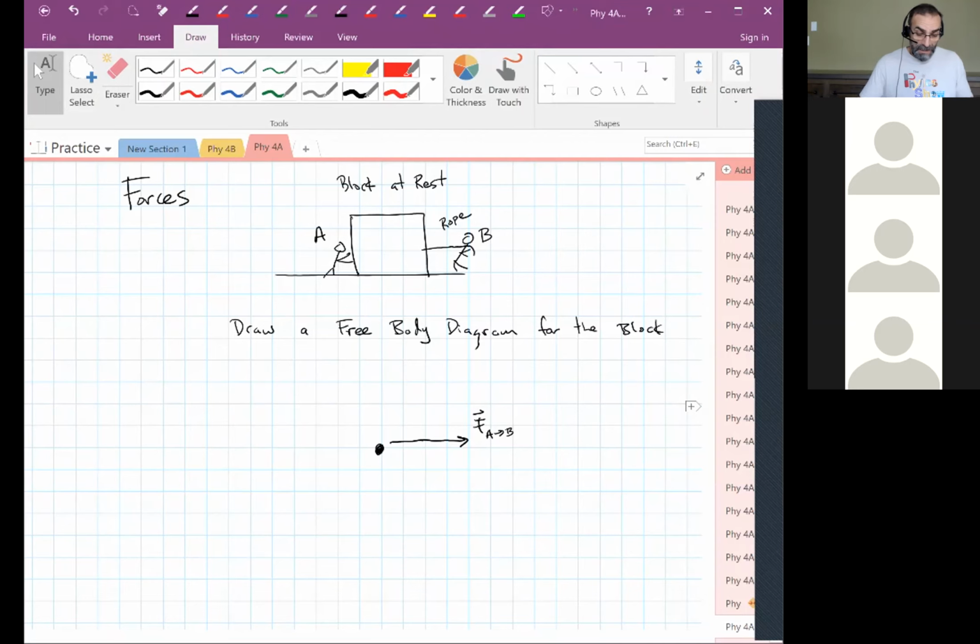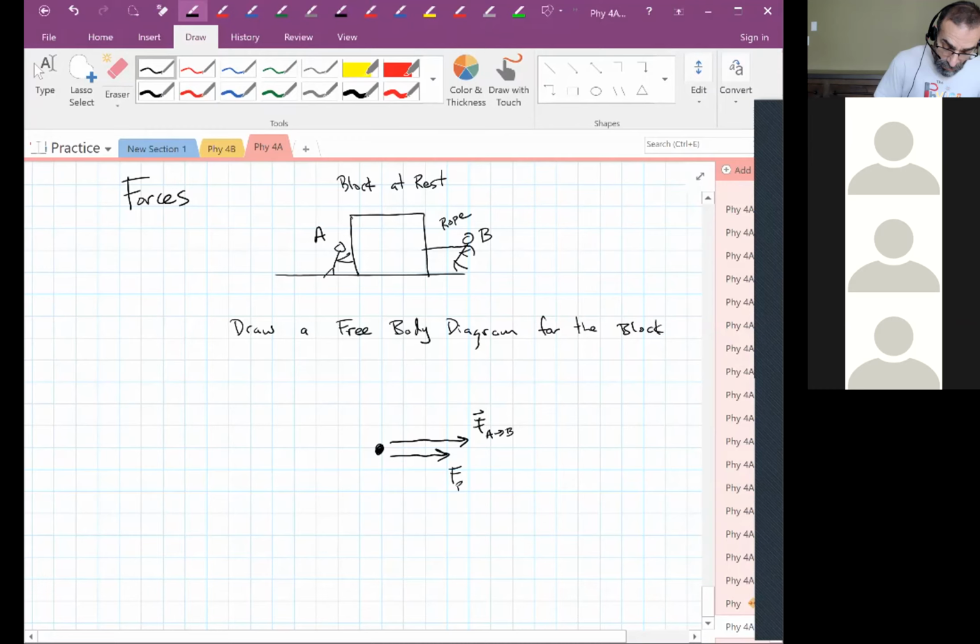Okay, so that's one thing that's touching the block. What else is touching it? The rope is touching it, right? Not person B. Person B is not touching the block. The rope is touching the block. So we'll add a force, and that's pulling it to the right also. This is a force, the rope on the block.